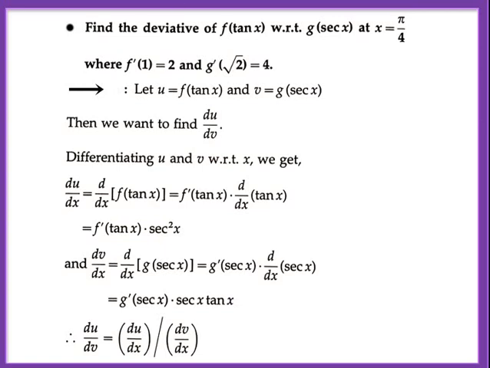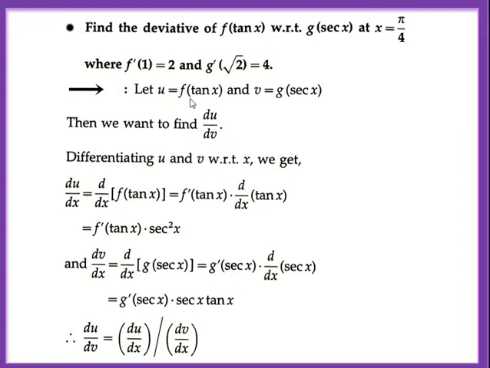Find the derivative of f of tan x with respect to g of sec x at which point? At x equal to pi by 4. And we are given f dash of 1 equal to 2 and g dash of root 2 equal to 4. Let u be f of tan x and v be g of sec x. We want to find du/dv, differentiating u and v with respect to x.